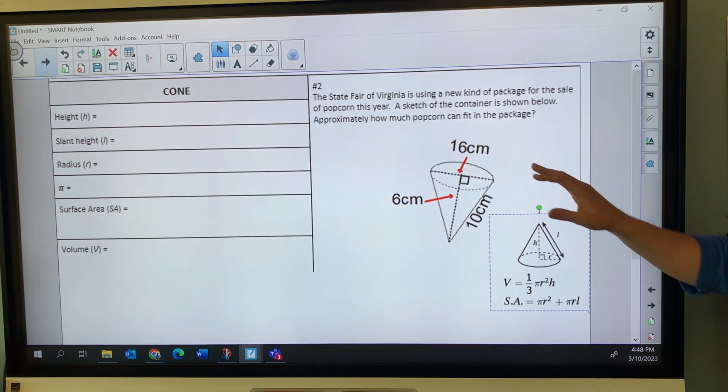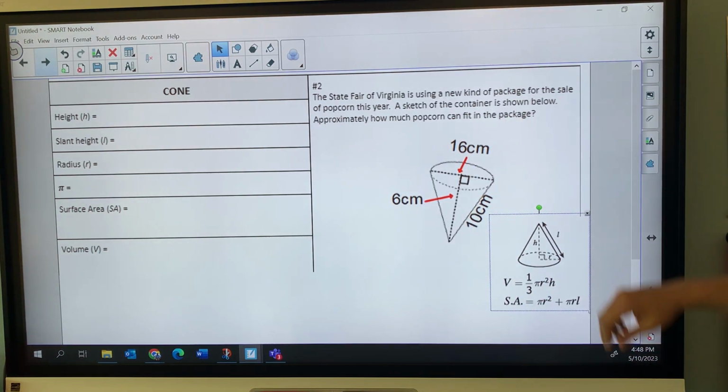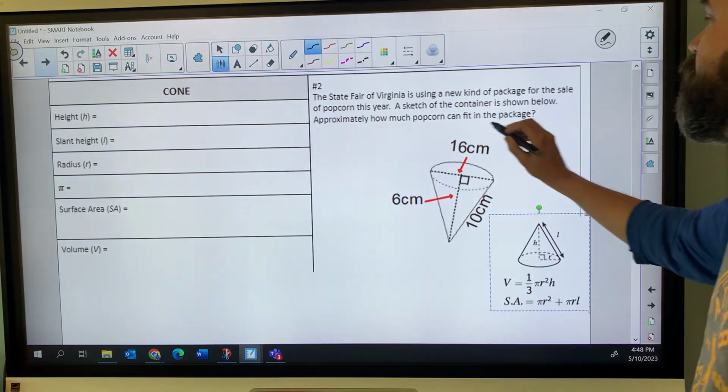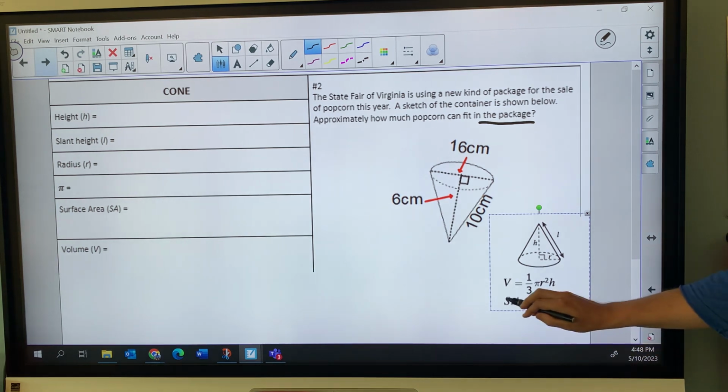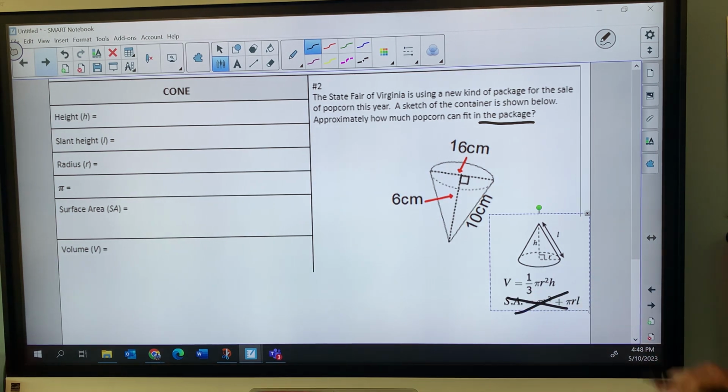This one, we're looking for how much popcorn can fit in the package. In the package is telling us volume. So look in here. I'm not looking at that surface area formula. Instead, I'm focused on the volume. The volume formula has 2 variables, 2 unknowns: radius and height. So I need to find those 2 based on the picture.